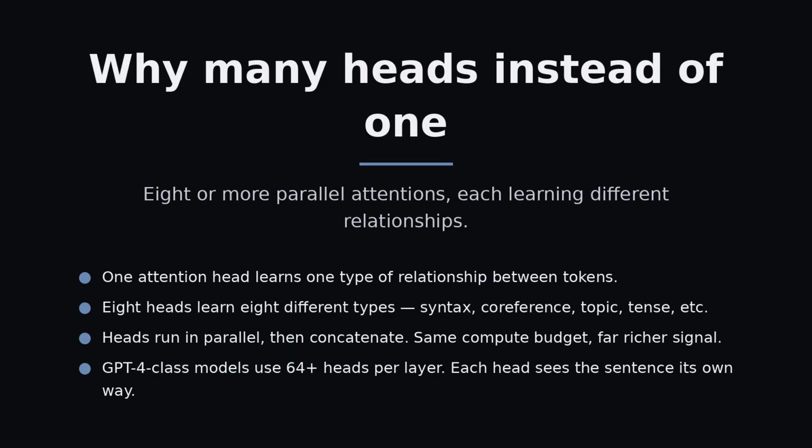One attention pattern only captures one kind of relationship between tokens. Real language has many. There's syntax, which word is the subject. There's coreference, which pronoun refers to which noun. There's topic, tense, sentiment, and so on. The fix is multi-head attention. You run 8, 16, 64 parallel attention computations, each with its own Q, K, and V projections, each free to specialize on a different kind of pattern.